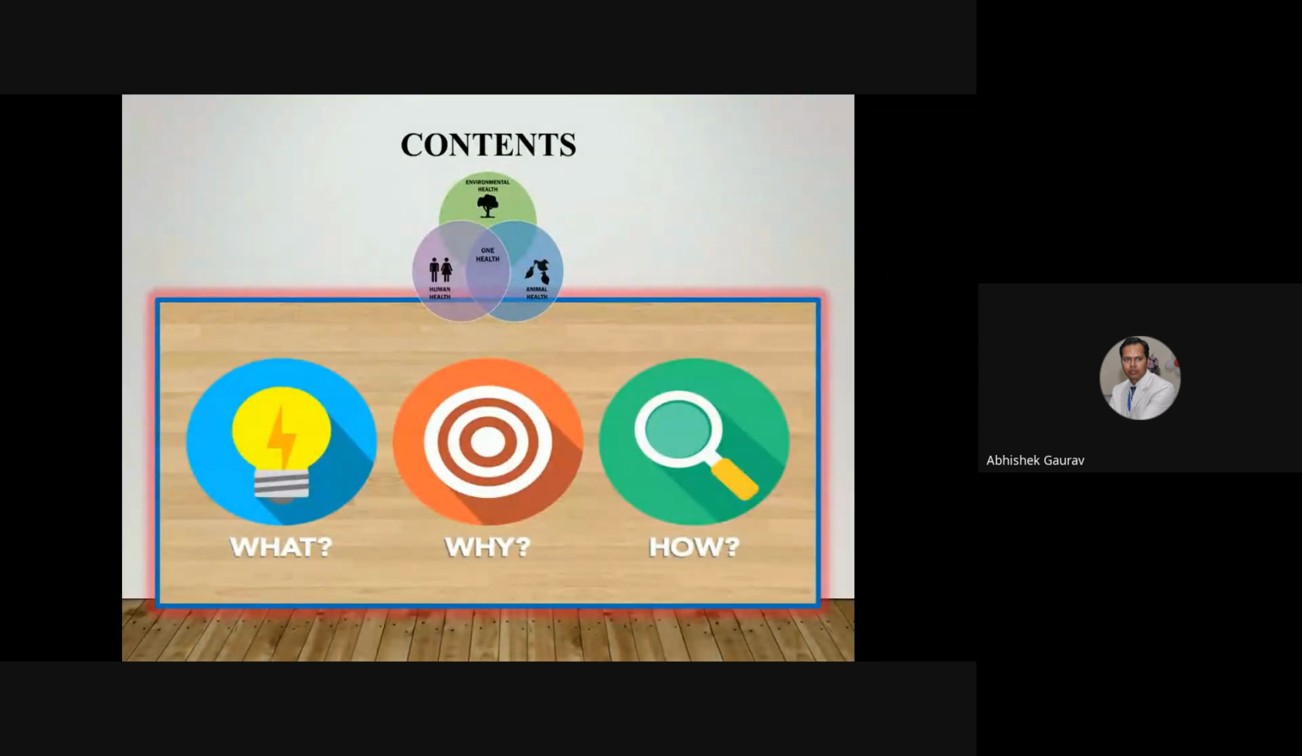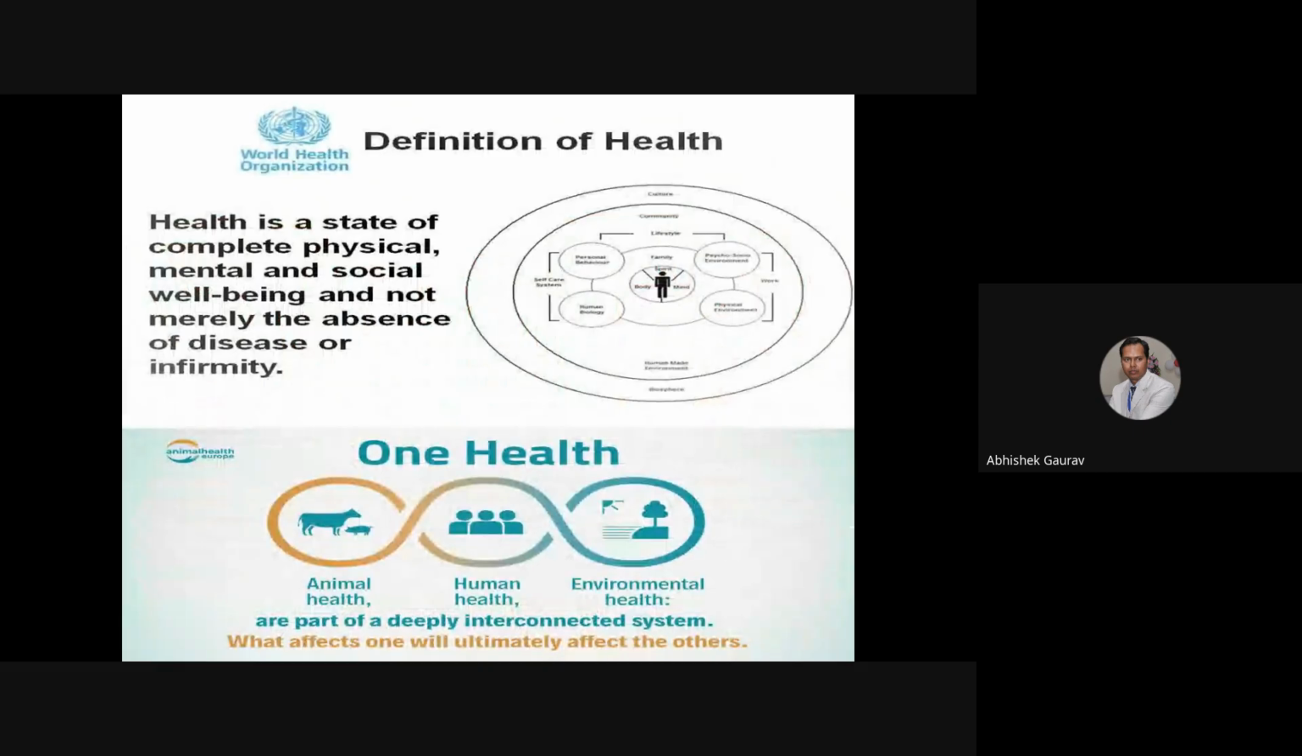So first of all, I would like to tell you that I have divided my presentation into 3 parts: what, why, and how. So in the entire presentation, we would like to discuss what is One Health, why it is required, and how we can achieve our goals by following the One Health approach. So the first part is what? What is the One Health approach?